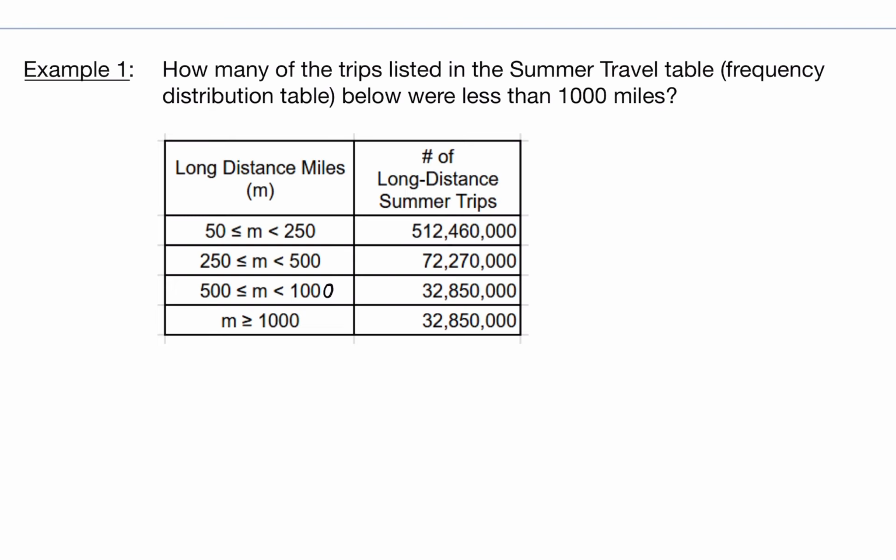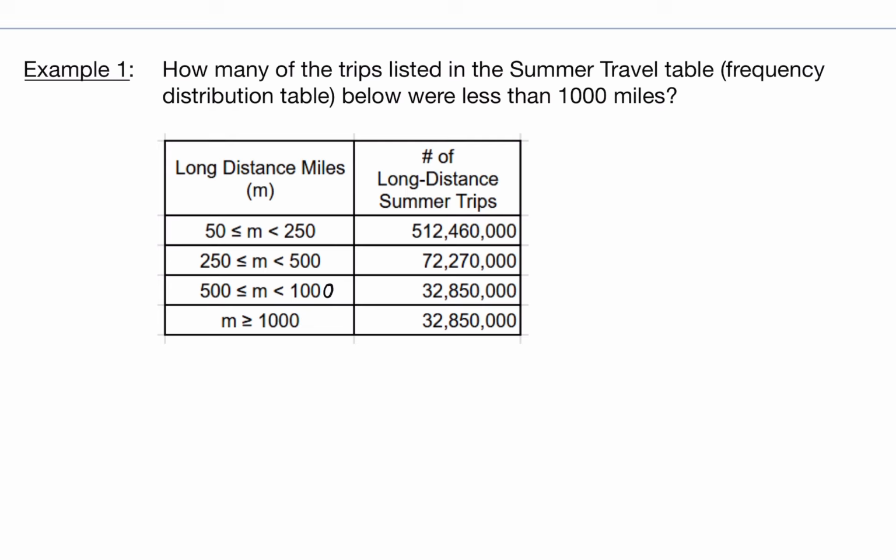So if you take a look at this chart, we have this first column labeled long distance miles, and we have categories like miles that are between 50 and 250 miles, 250 to 500, 500 to 1,000, and greater than 1,000. And here the second column represents the number of long distance summer trips taken. And so we have 512,460,000 trips where the distance was between 50 and 250 miles, and then here are the numbers for the other categories. Okay, so hopefully you have a better understanding of this chart.